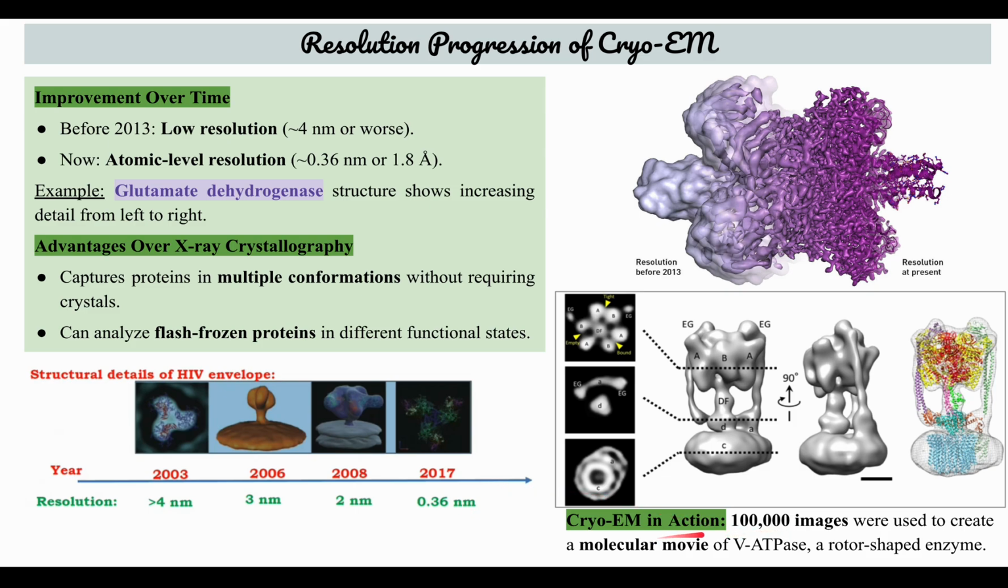And as we have seen, it can also capture the protein in multiple conformations. This is one example in which about 100,000 images of the V-ATPase protein were used to create a molecular movie, and this is a rotor-shaped enzyme. In the next slide I'll show you how this movie is collected. With the help of this molecular movie, you can even see how one particular protein changes its conformations and how many conformations it can adopt.